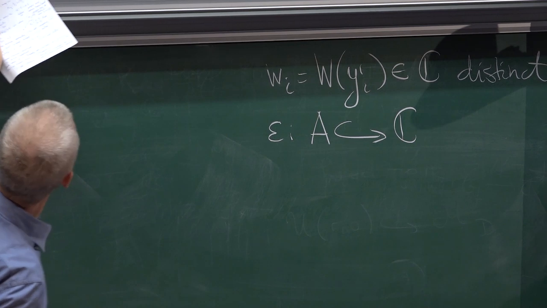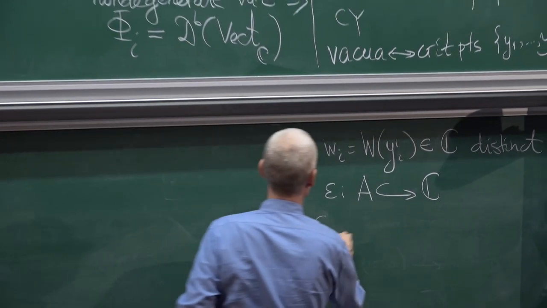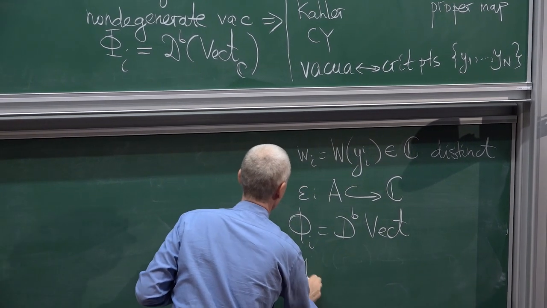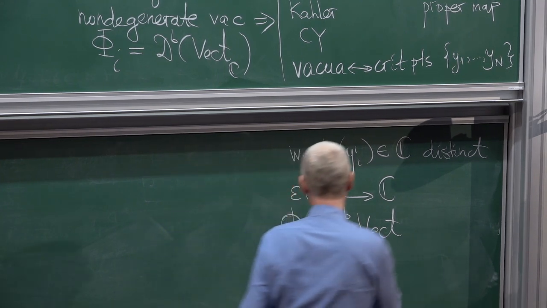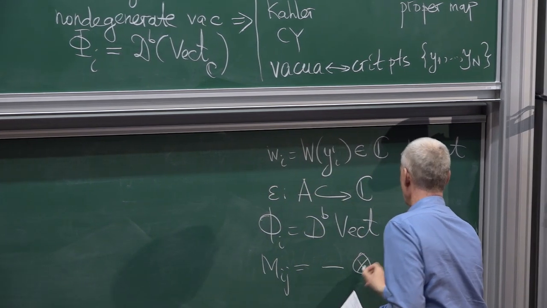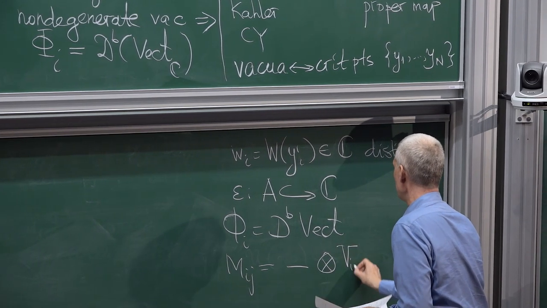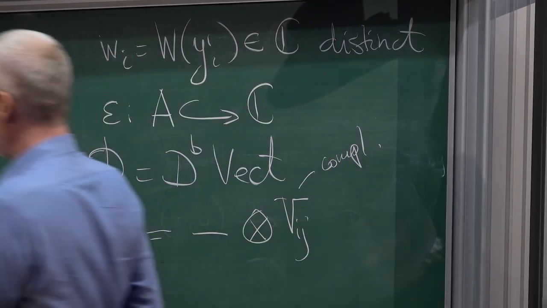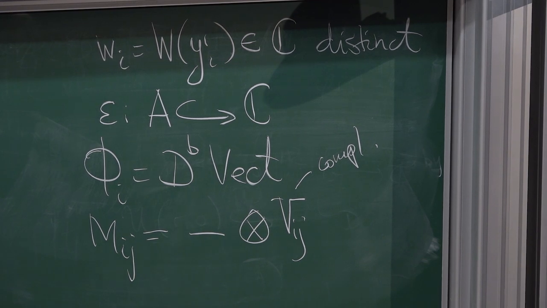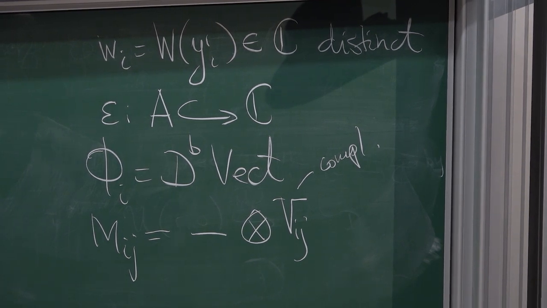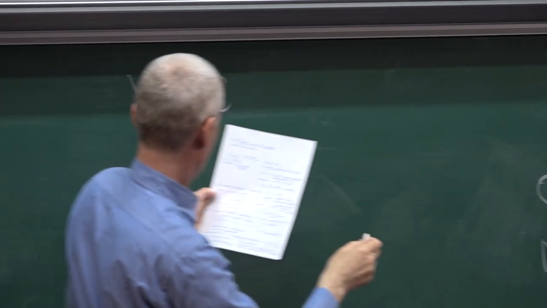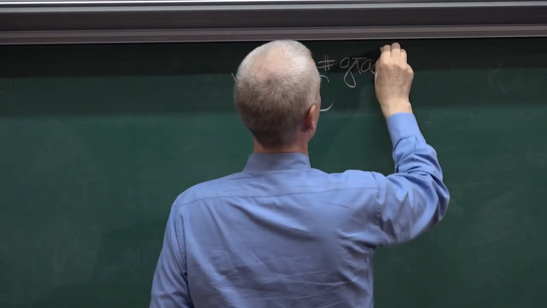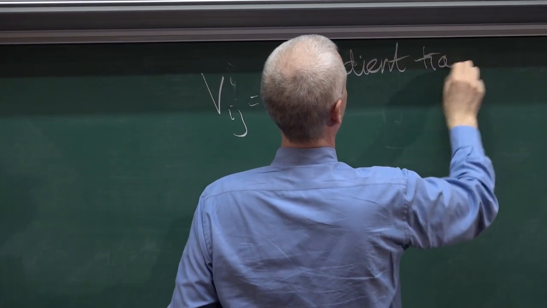So in this situation, it's a non-degenerate vacua, phi I equals d b vect. So mij are certain complexes equals functor, certain vector spaces to say vij, so certain complexes, and these are given by, so let me write here, vij equals C to the number of gradient trajectories, as in Maxim's talk at this conference.